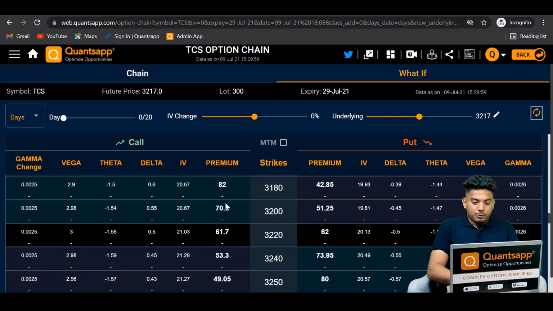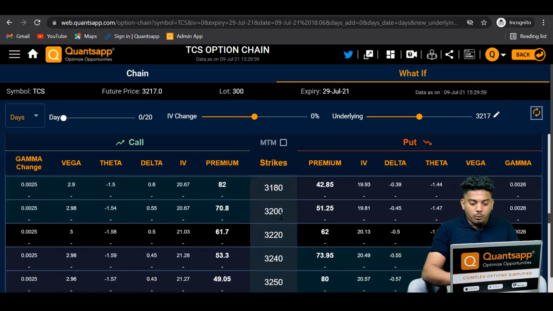Okay, so now in this scenario, what is our investment? Our investment is 61.7 into 300. So I would say roughly around 18,500 or 600 would be the investment to buy this particular option. Now why are we buying it? Because we want the right to buy TCS at 3220 rupees, and how many shares?